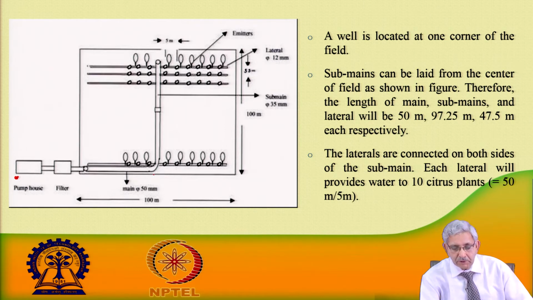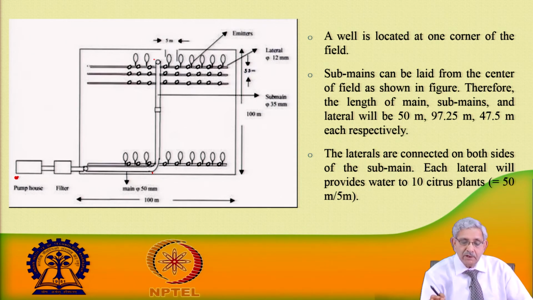And so, after the main is brought up to the center, the sub main pipeline is attached. So, the sub main can be laid from the center of the field. So, this is your sub main part, which is connected from the main pipeline, and then it goes up to 97.25 meter of the length of the field. So, we are not taking it up to the end of the field, means we are able to reduce 2.75 meter length, because of the plant part of the area.